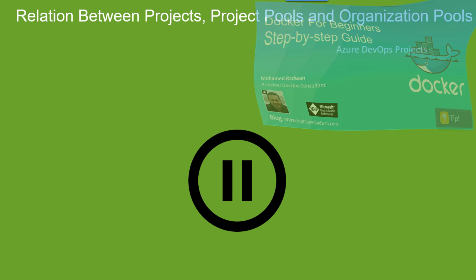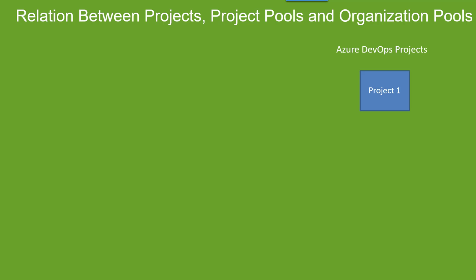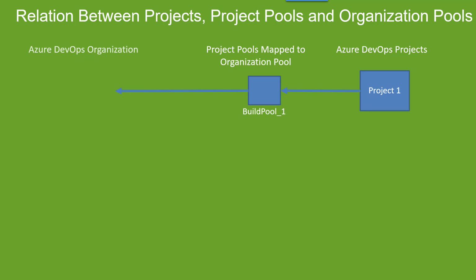Let's see the relationship between projects and project agent pool and organization agent pool. So now I have project 1, and this project 1 is mapped to build pool 1, and this build pool 1 is mapped to organization build pool 1. And the relation between the project 1 and build pool 1 is always 1-to-1. And between the project build pool 1 and the organization build pool 1 is also 1-to-1.